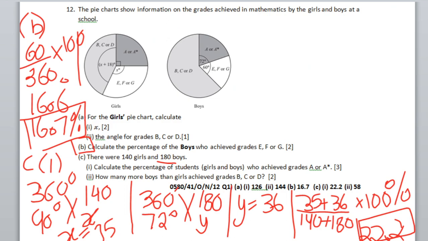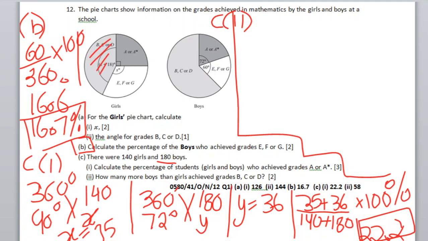Okay, I've cleared part of the screen for part C2. C2. How many more boys than girls achieve grade B, C or D? So we need to find the number of girls in this region, then the number of boys in this region, and subtract the two values. So what is the angle here? The angle was x plus 18, which we've already found in part A2, and it came out to be 144.